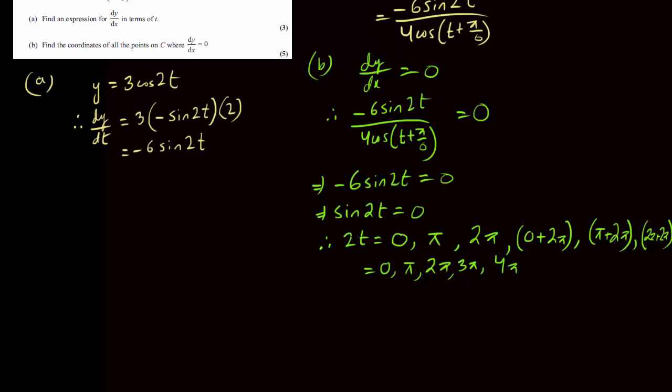But since it is multiple angle, we have to do a second revolution. That means with each of the angle, we add 2 pi. So now we can write down the value of t. So t equals 0 by 2 is 0, pi by 2, 2 pi by 2 is pi, 3 pi by 2 is 3 pi by 2, and 4 pi by 2 is 2 pi.